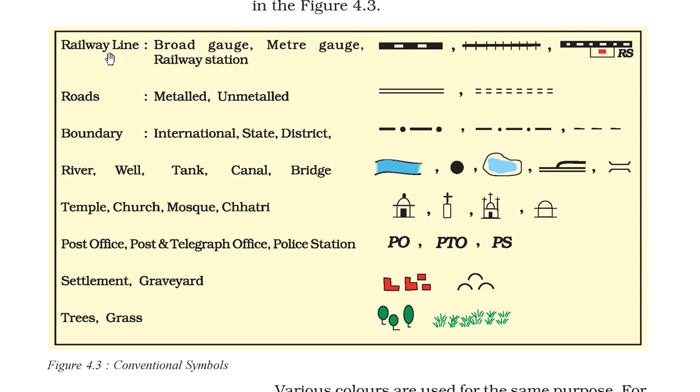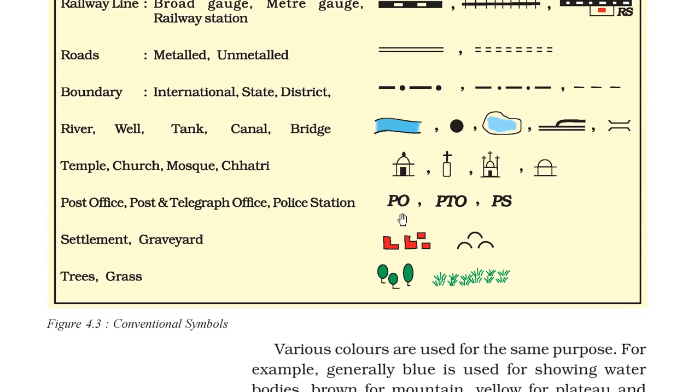See, in order to show a railway line, if it is broad gauge, we use this. If it is a meter gauge, we use this. If it is a railway station, we write RS. This is a metalled road, this is an unmetalled road. This is an international boundary we are talking about. This is the international boundary, state boundary, and this is a district boundary. This is a river, well, tank, canal, bridge, temple, then church, mosque, and chhatri. This is a post office, PTO is post and telegraph office, PS is for police station. These are settlements, these are graveyards, these are for trees, and these are for grass.